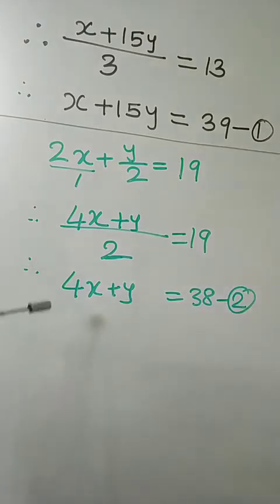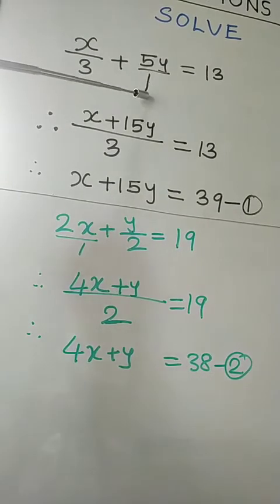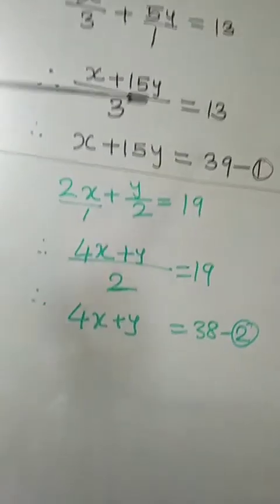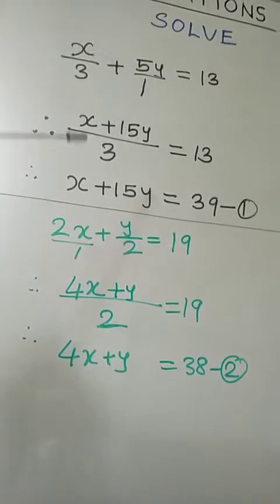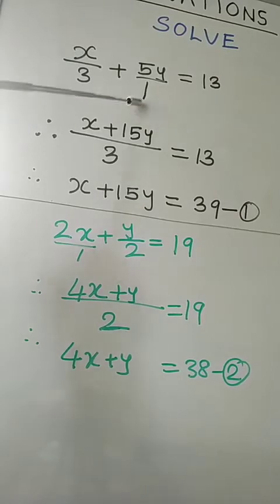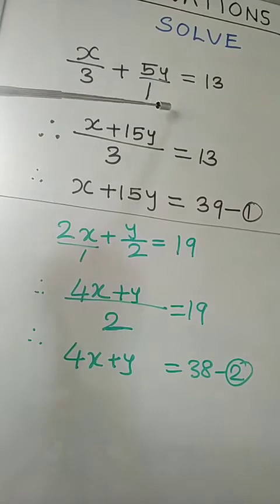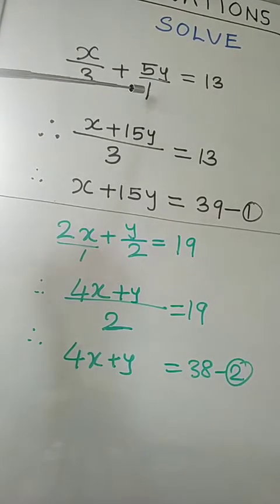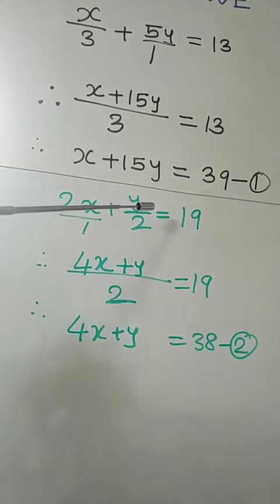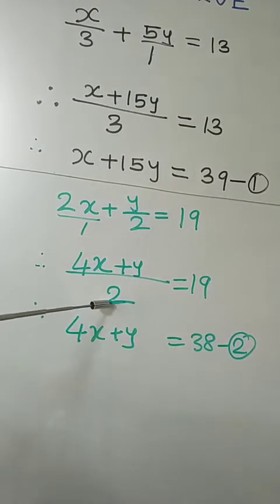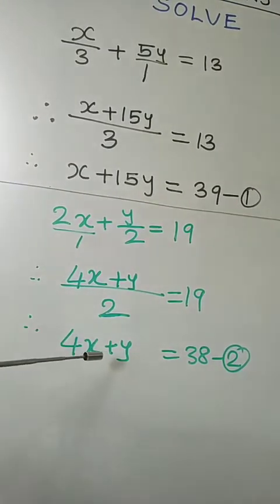Now observe first equation, 5y had no denominator, we put it as 1. Here 2x had no denominator, we put it as 1 in order to do the addition. See, if you do not put 1, you cannot add. Whenever you have to add a fraction with something, you have to put a denominator like this. So 1 and 3 LCM was 3, 1 and 2 LCM was 2. So that's how we got now equation number 1 and equation number 2.